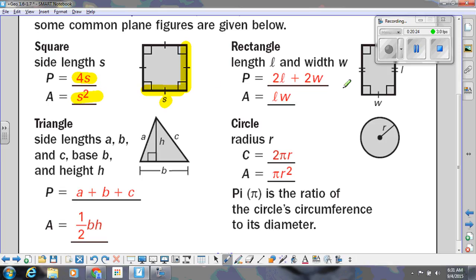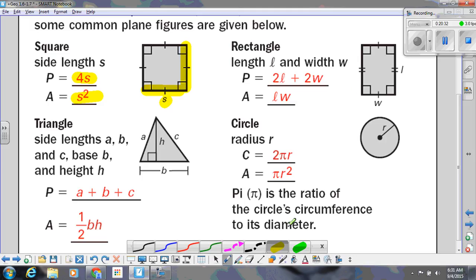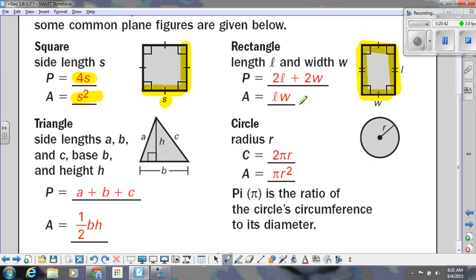Rectangle, that's what we were just looking at. So remember that since two of the sides are the same, for perimeter, I can add those two. That'll be two lengths. And then the two widths would be 2L plus 2W. And then the area is just length times width. For the triangle, the perimeter formula is pretty silly. You just add up all the sides, A plus B plus C. And then I know you remember the area formula because we did that on our last test. 1/2 base times height.